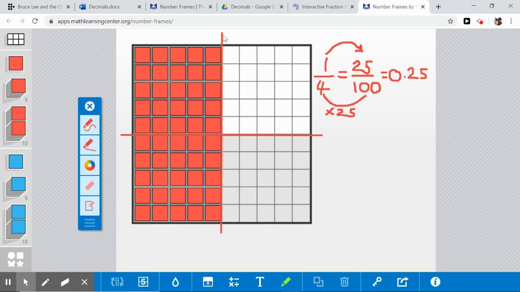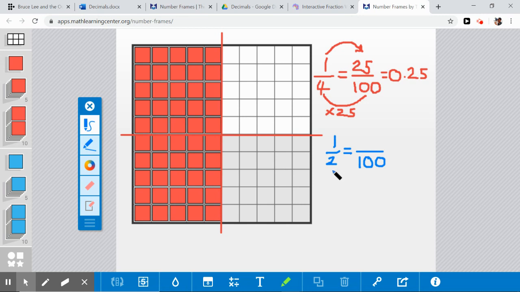So you can see that I've coloured in exactly 1/2 of my board. So I'm going to write that. 1/2. And that is equal to how many hundredths? Some of you will be able to work it out straight away. Some of you I know are screaming 50 at the TV or the computer screen. So let's see if you're correct.